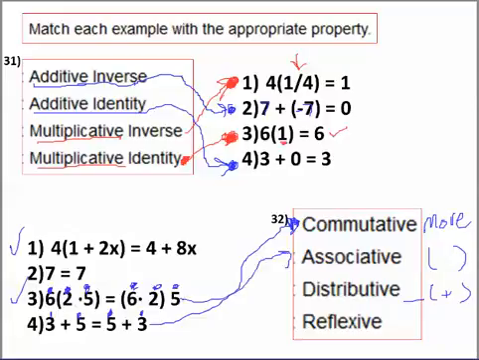So that's my associative property. The other one that happens to have parentheses is my distributive. It's the one that's telling me I got to go through those parentheses. It has that classic pattern. So this guy is that one.